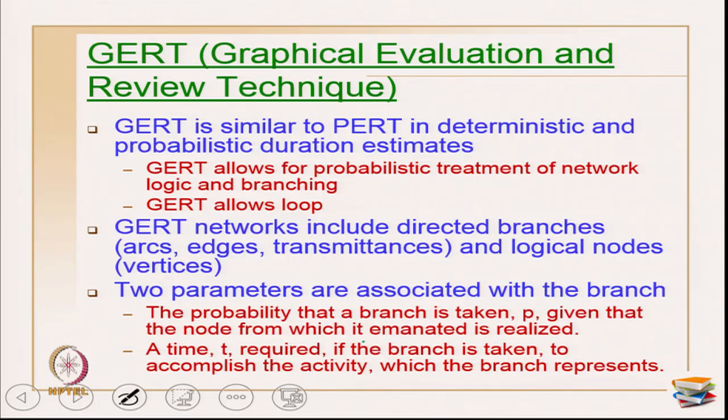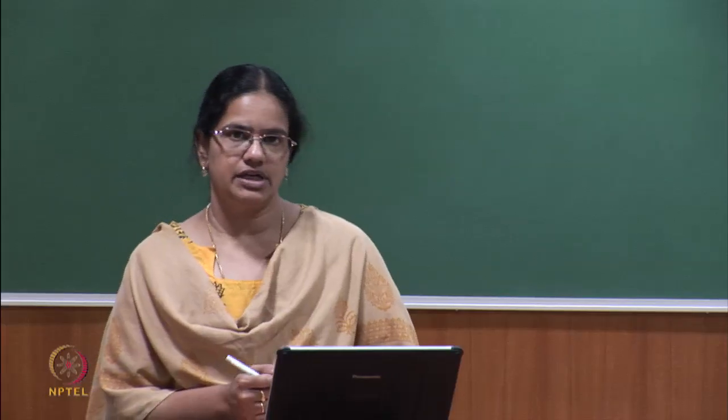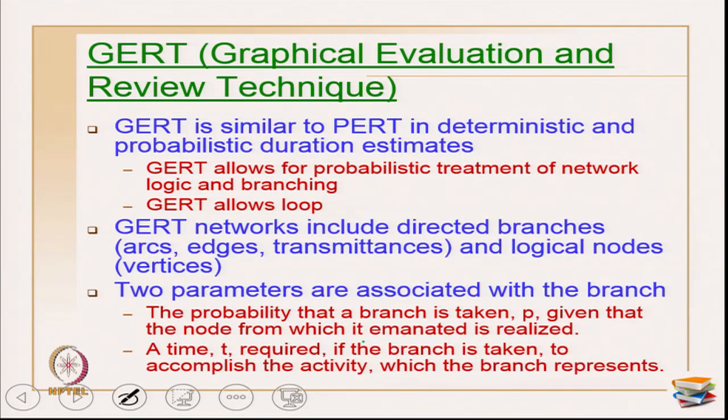The next is GERT. So, GERT, similar to GPM, is an advancement to PERT. Okay. In PERT, you know why we introduced PERT. PERT has come into existence only to allow uncertainties in durations. GERT was developed by Pritsker as an advancement to PERT. Okay. So, in GERT also we can allow deterministic duration as well as probabilistic duration estimates, just like your PERT. So, GERT is the same as PERT in that sense, but GERT is different from PERT in two ways.